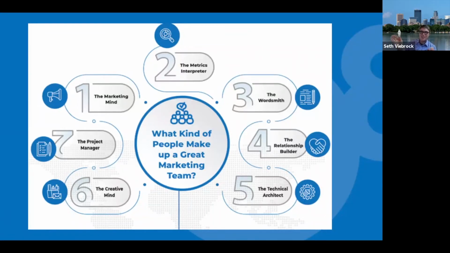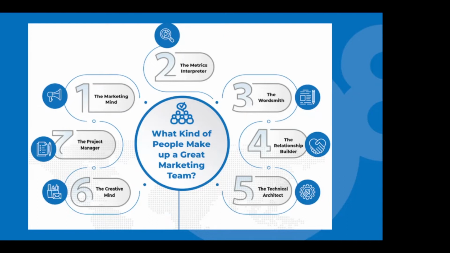But if we don't want to think about hierarchy, let's just go through them. You've got the metrics interpreter, right? You've got to look at the data and derive insights. The wordsmith, someone who not just creates copy, but has a strong editorial background and can make very precise, pithy statements. We get confused and think that we just need content generation, but that very value proposition on your homepage, for example, can make or break your entire business. So that's a very important role. Relationship builder, interacting with your community; technical architect, building the things; the creative mind, which is kind of self-explanatory; and the project manager to keep everything on task.